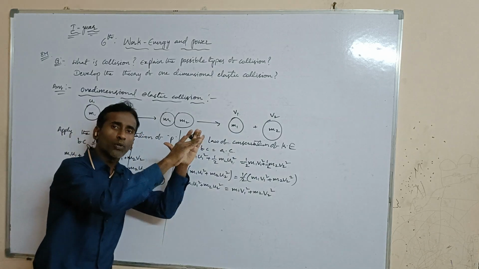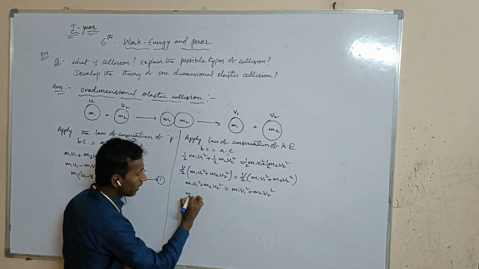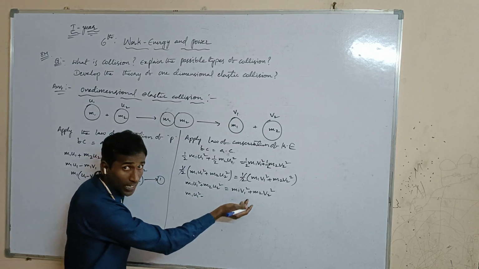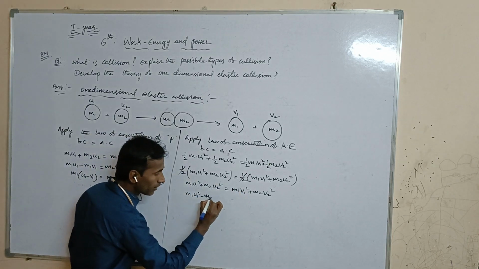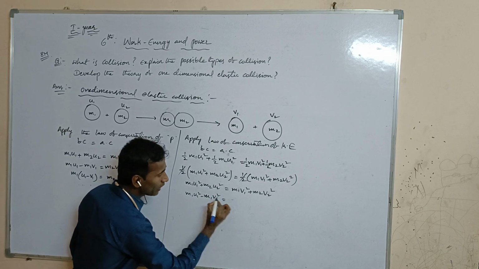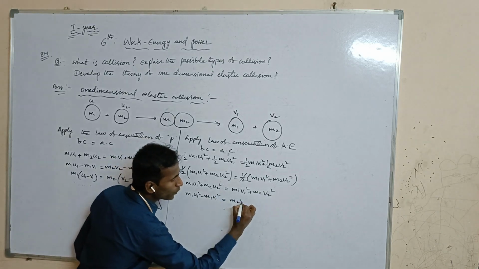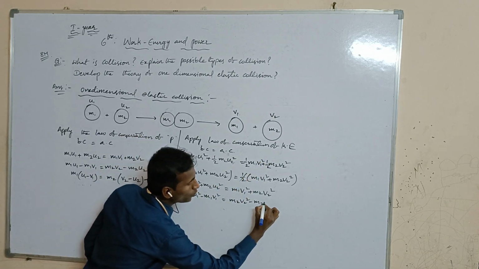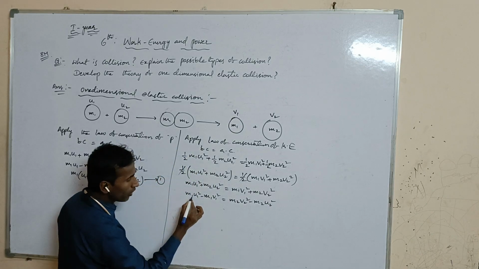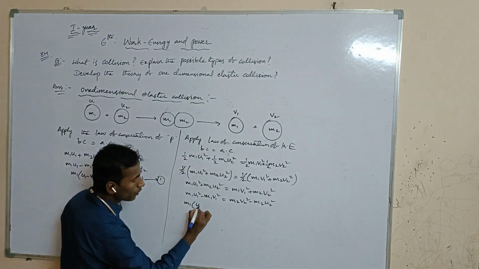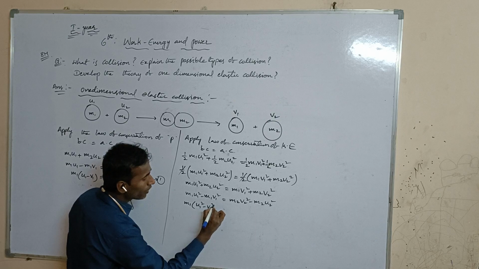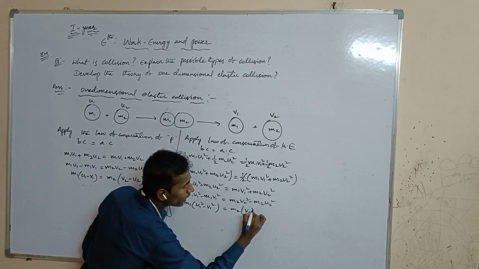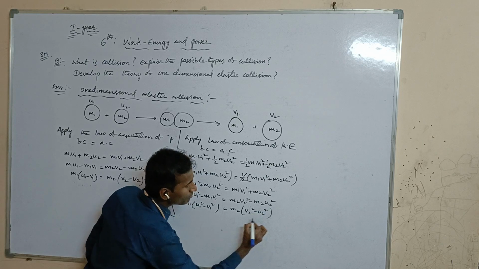Now write the M1 values together. You will get M1 U1 square, plus M1 V1 square goes to the other side, minus M1 V1 square, is equal to M2 V2 square, and plus M2 U2 square goes to that side, minus M2 U2 square. Now take out the common M1, you will get U1 square minus V1 square, is equal to, take out the common M2, V2 square minus U2 square.